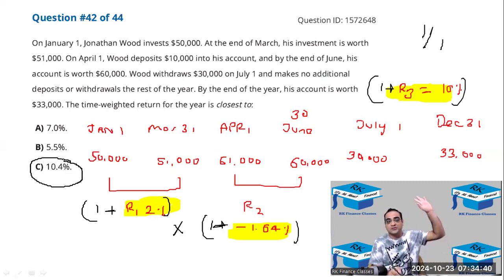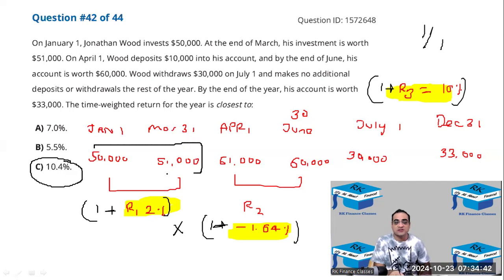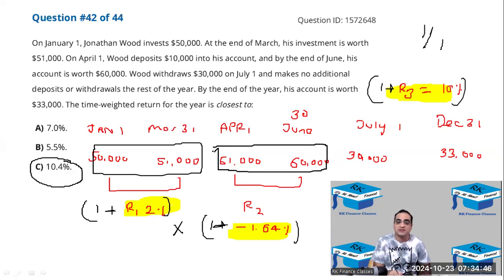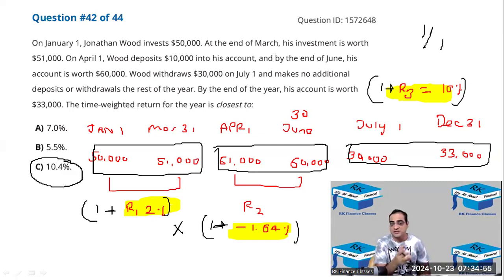Okay, raise hand if you have any doubts with this. First, 50 to 51 is 2 percentage. Then 10 add किया तो 61 to 60 is minus 1.64 percentage. And then 30 निकाल दिया बचा 30. So 30 to 33 is 10 percentage. And then 1 plus R1 into 1 plus R2, 1 plus 2 percentage into 1 plus minus 1.64 percentage into 1 plus 10 percentage, bracket complete, raised to 1 upon n, not 1 upon 3, raised to 1 upon number of years, that is raised to 1 upon 1 in this case, and then minus 1. Okay, so that was 10.36 percentage.